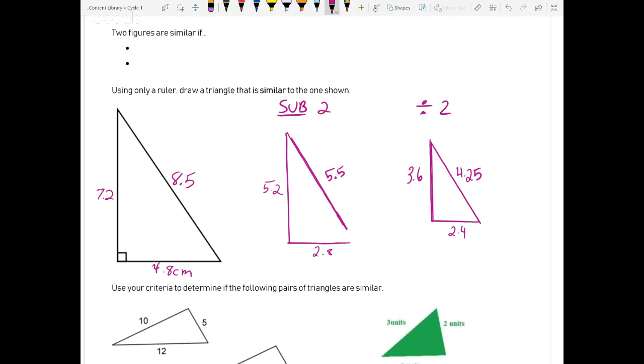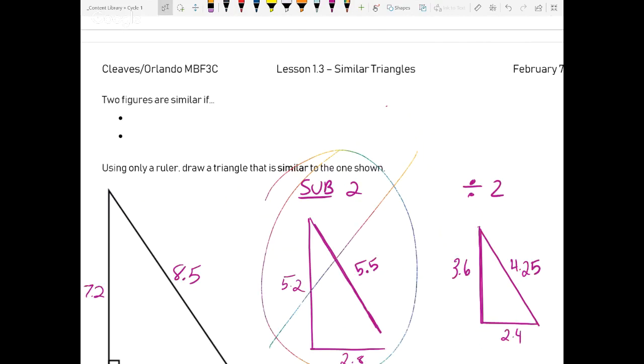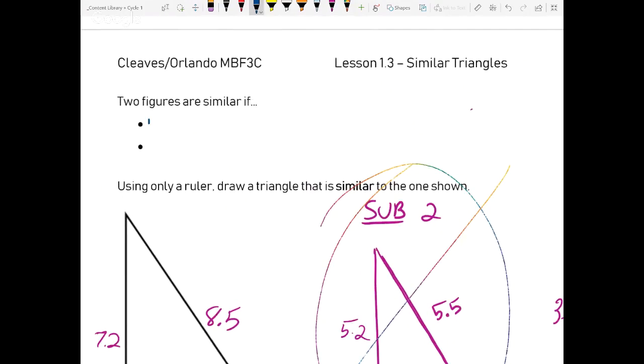So, I hadn't planned to show it that way, but that actually makes a lot of sense. So we can make a rule from this, which is we could say the angles have to be the same.